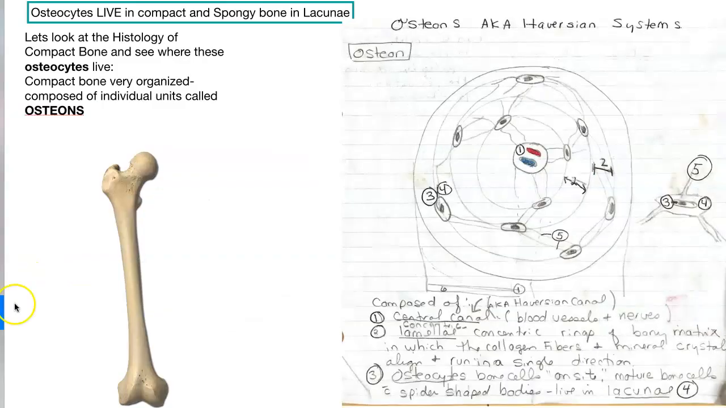Here, let me go back to my original drawing. In the classroom, this is kind of what we would draw. You would see the central canal. Here is our concentric lamellae. You can see the rings here. And then here we have our lacunae, and we have our osteocytes in the lacunae. And then we have these canaliculi connecting to each other. So that's how we would draw it in the classroom.